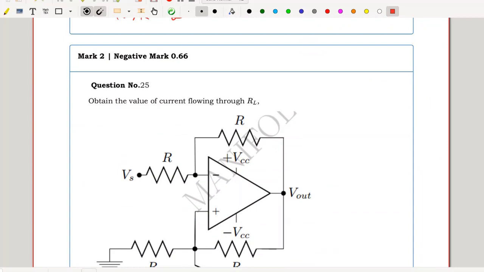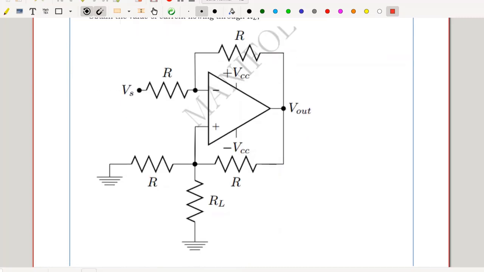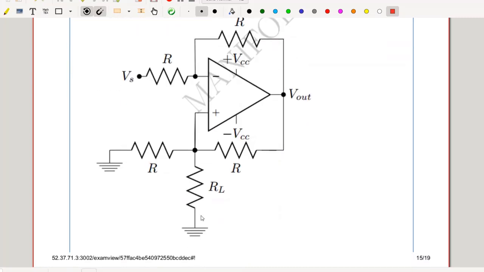Question number 25. Obtain the value of current flowing through RL. While evaluating the current flowing through RL, I should mark the direction. So let me mark it as IL flows like this. The circuit has both feedbacks, positive and negative. Hence, I should identify which feedback is dominant in the circuit.